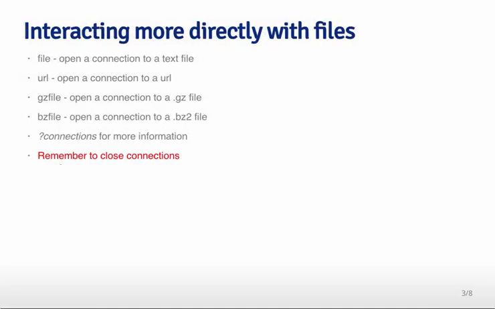If you want to interact directly with files, we've seen how to use url in the Getting Data lecture so far, but you can also use the file function to access a connection to a particular file that's already on your computer. You can also use gzfile and bzfile to access zipped files that might land on your computer.